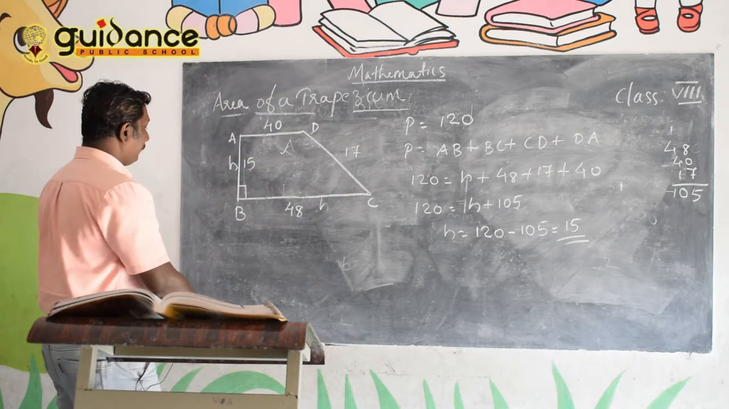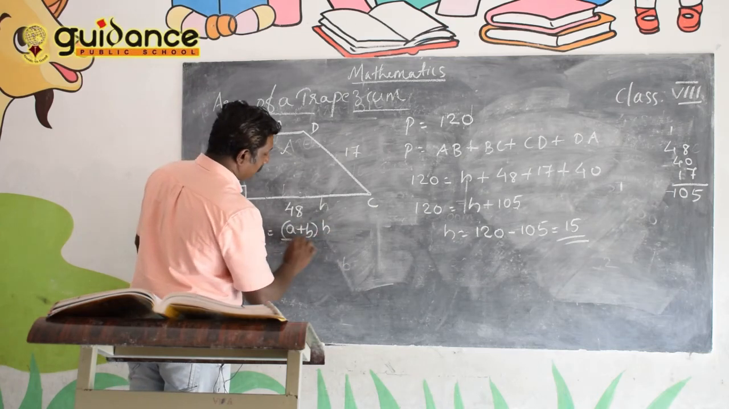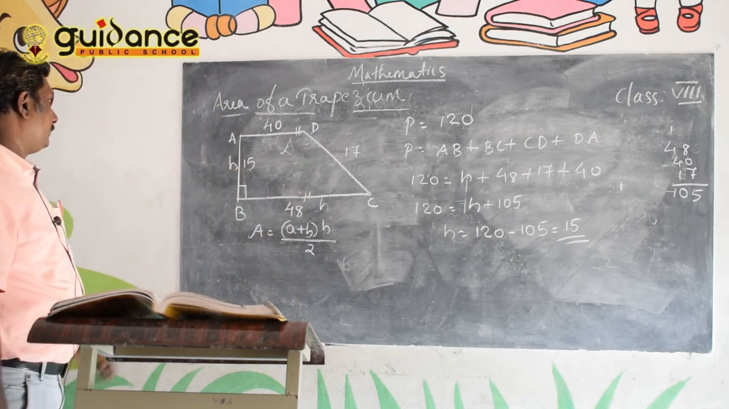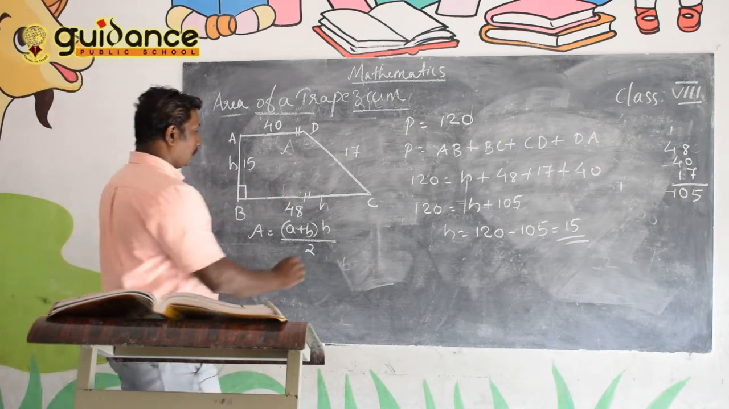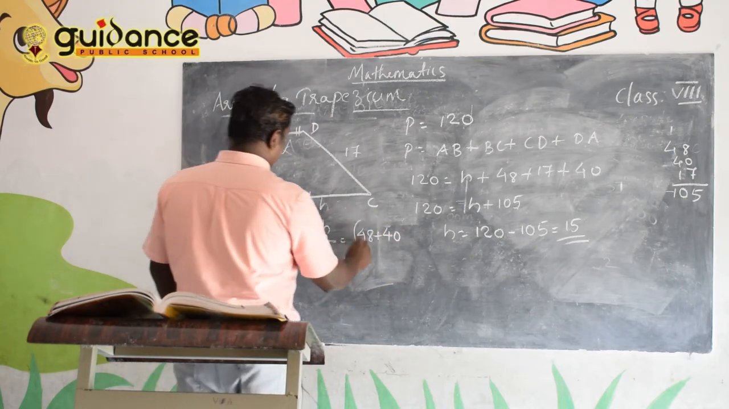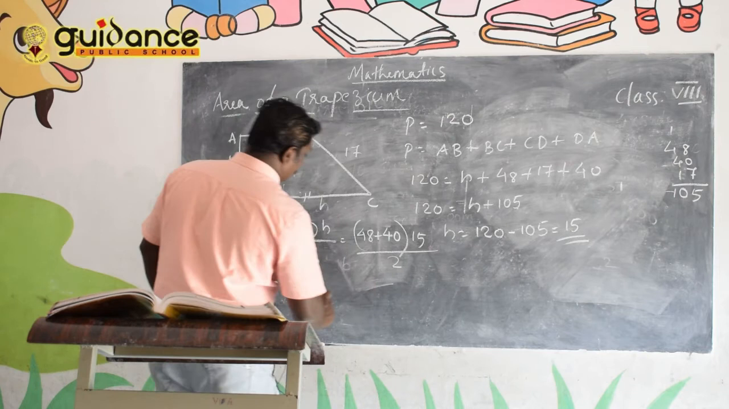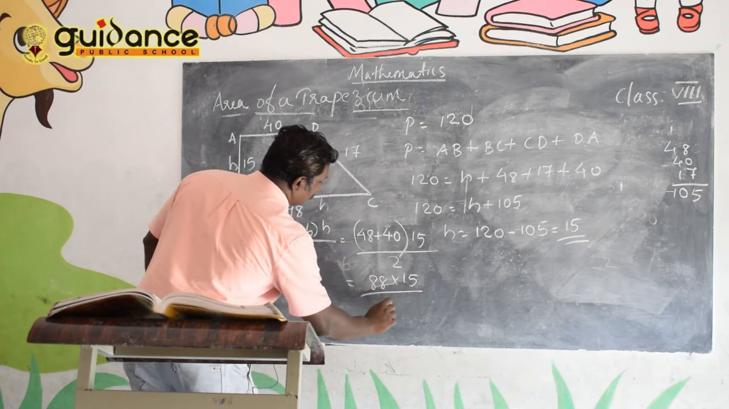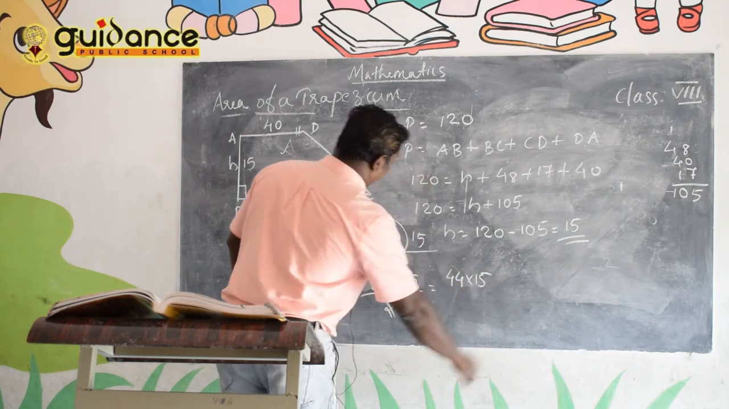So we can find out the area. Area is equal to (a plus b) into h by 2. a and b are the parallel sides. From the picture itself we can understand these two sides, AD and BC, are the parallel sides. That is equal to (48 plus 40) into h, which is 15, by 2. That is equal to 88 into 15 by 2. 2 and 88 we can cancel. Then we will get 44 into 15.